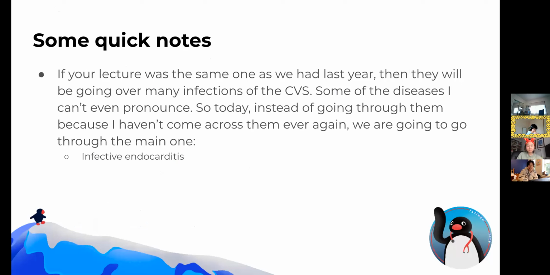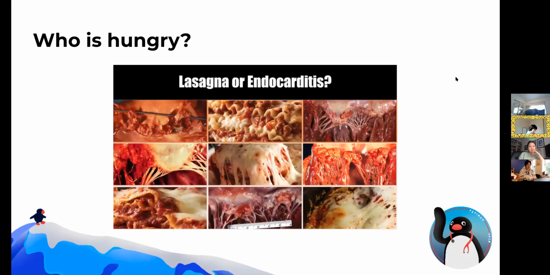And we've got a gangster here with us. Oh, okay. Yeah, so essentially it's infective endocarditis, that's the main one. Everything else is not as important. They might go through it, but it's not as important. So who's hungry? Which one's lasagna and which one's endocarditis? I think that's actually kind of hard to tell with some of them, but if you look closely, I'm sure you'll be able to discern which one they are.